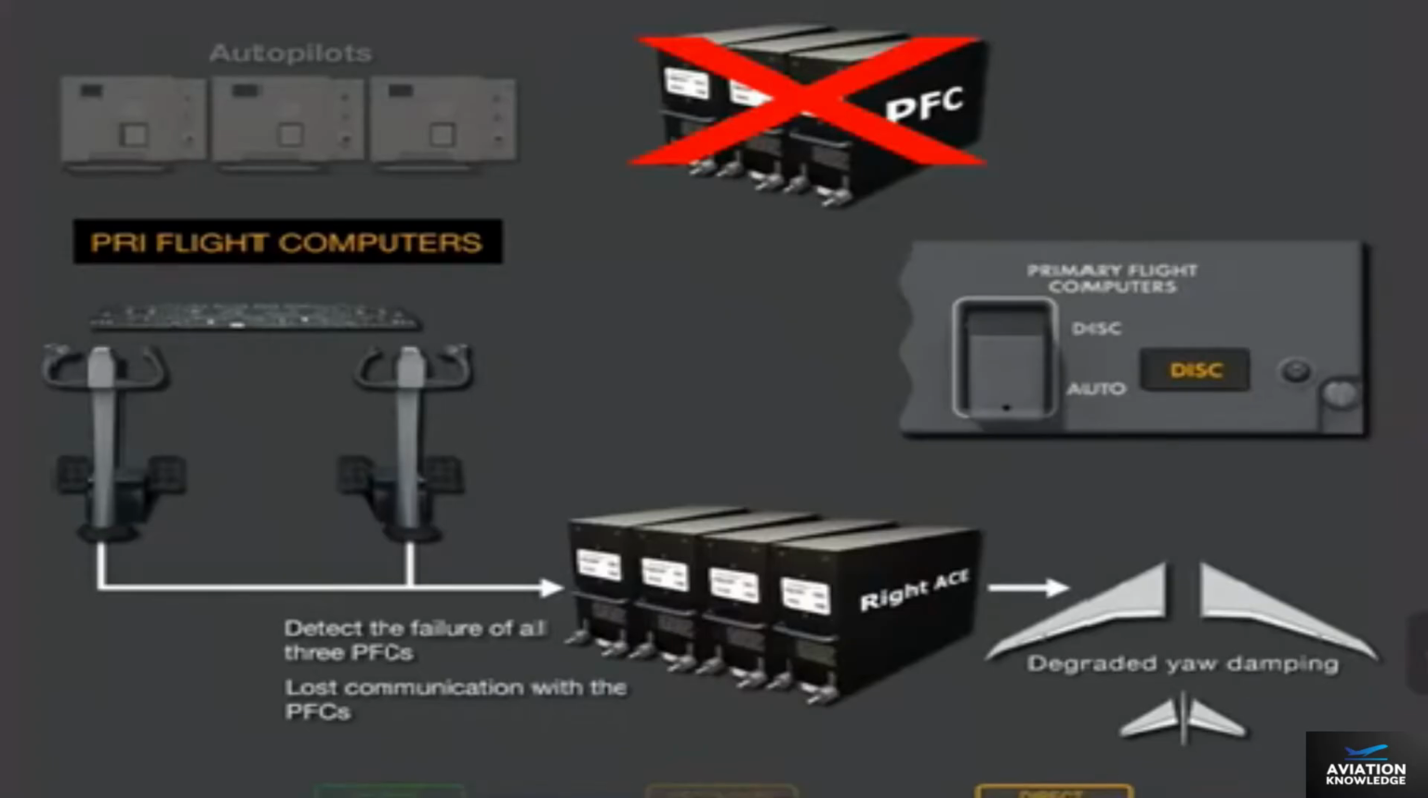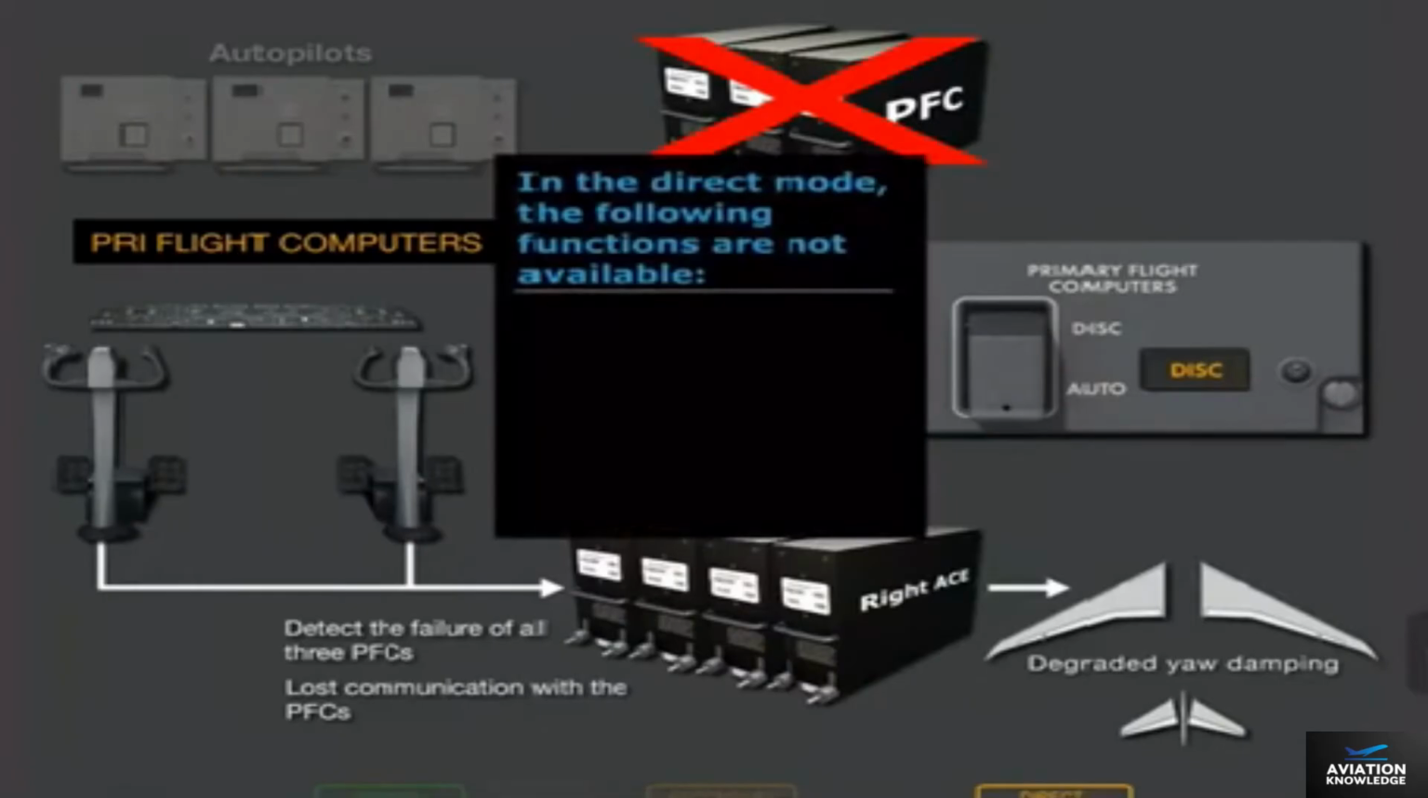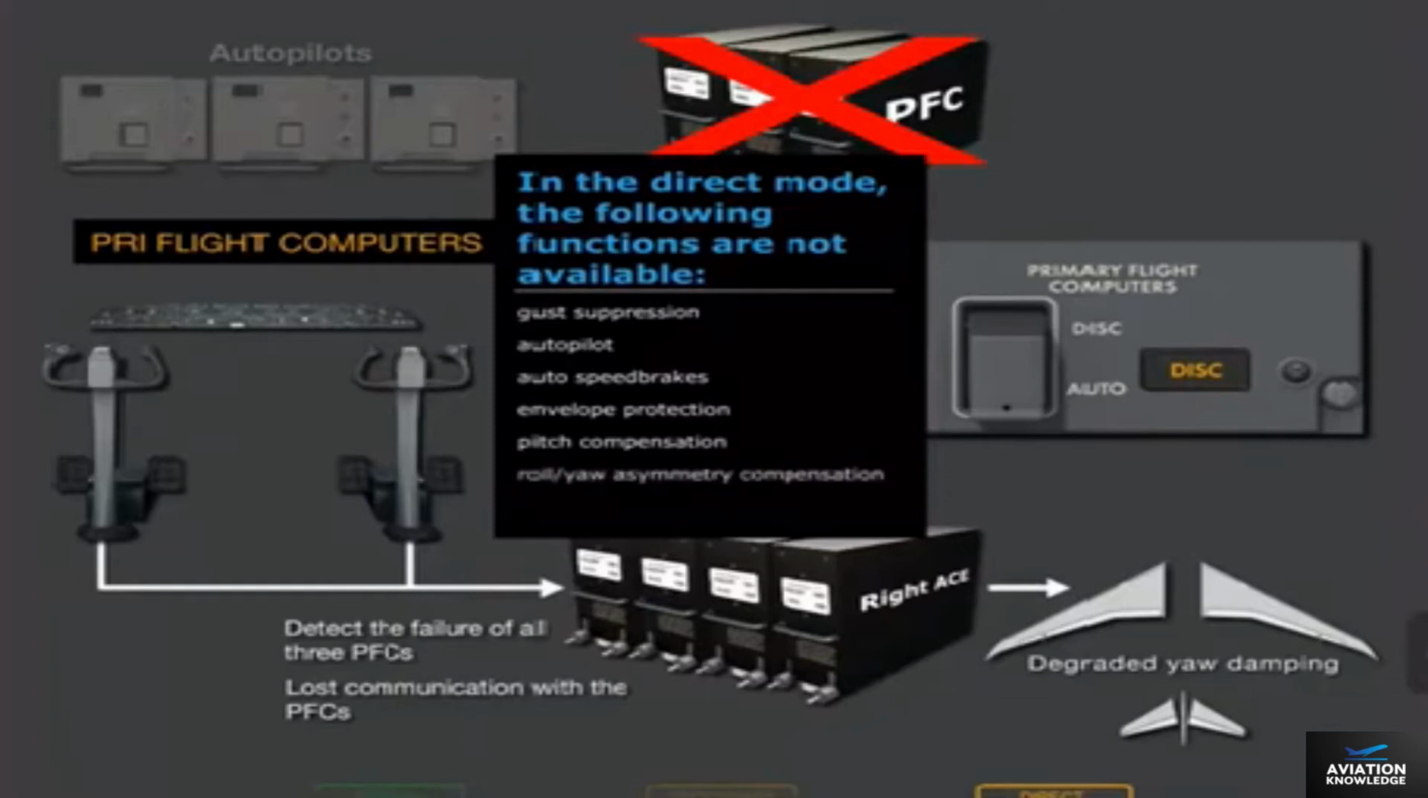In the direct mode, the following functions are not available: gust suppression, autopilot, auto speed brakes, envelope protection, pitch compensation, roll-yaw asymmetry compensation, and tail strike protection.